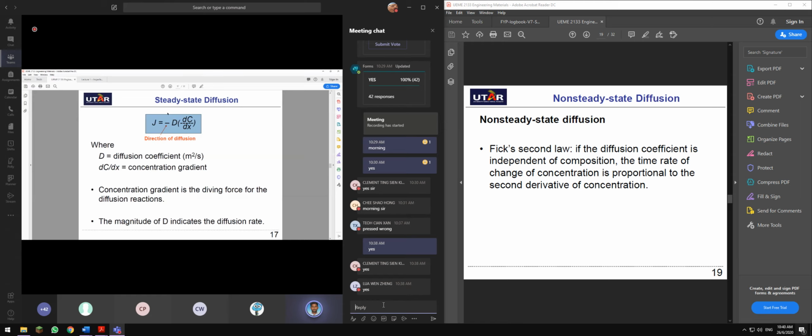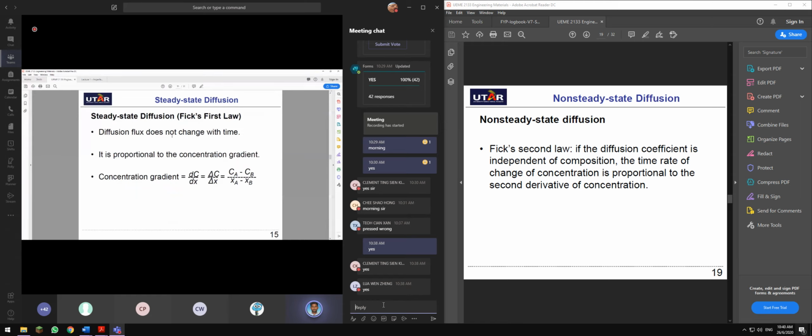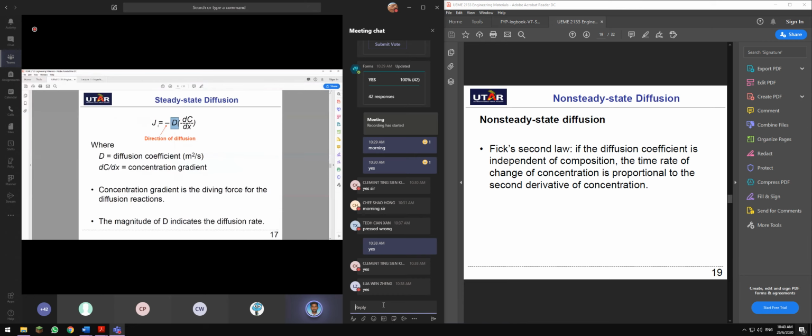D is your diffusion coefficient. You have your diffusion flux, and this is your concentration gradient, the rate of change of concentration, dC, over the rate of change of distance from the surface to an unknown distance. For example, semi-infinite solids.